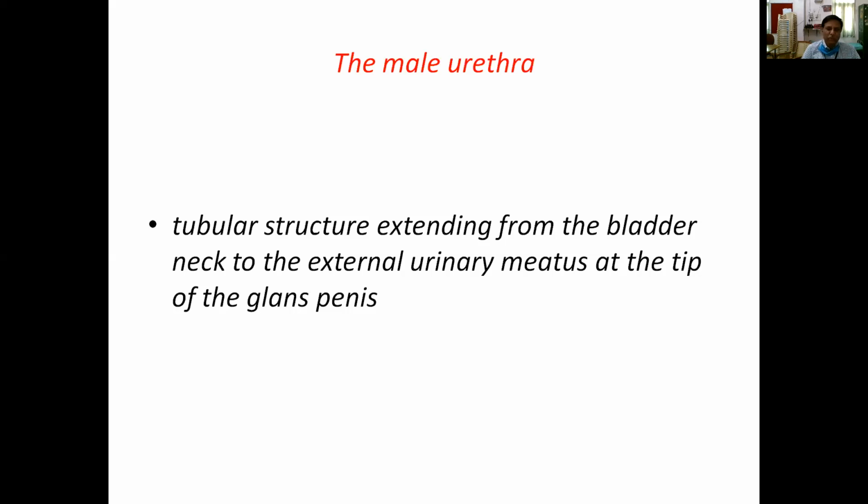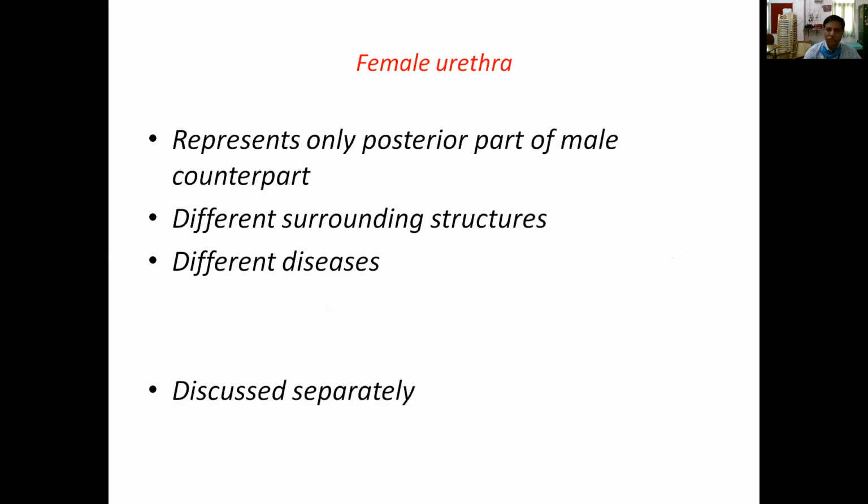The male urethra is a tubular structure extending from the bladder neck to the external urinary meatus. Proximally it begins at the bladder neck, and distally it ends at the external urinary meatus, the opening on the summit of the glans. As I already said, the female urethra represents only the posterior part of the male counterpart. It has different surrounding structures and different diseases, so it will be discussed separately.